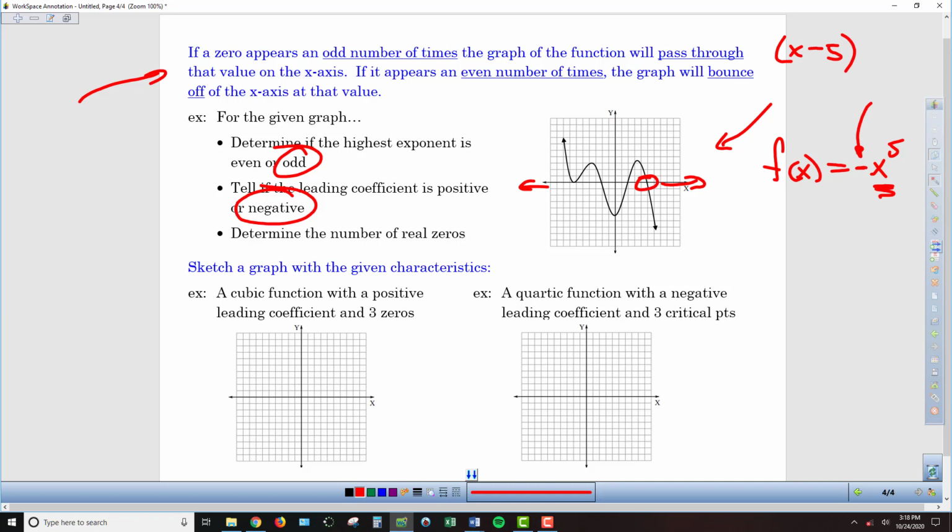On the other hand, if a factor appears an even number of times, if a 0 appears an even number of times, like let's say we had x minus or plus 6 squared or to the 4th power, whatever it might be. So something like this. I know it's not exactly 6, but you can stay with me here. So then it's going to bounce off of the x-axis. So if a factor or a 0 appears an even number of times, we're going to see the graph bounce off of that location on the x-axis. If it passes through the x-axis at that location, then we know that it's going to appear an odd number of times.